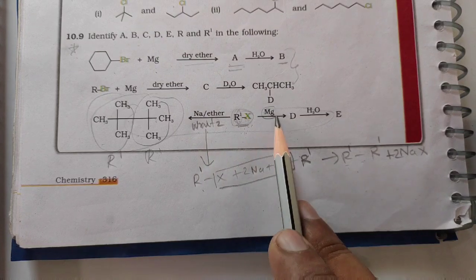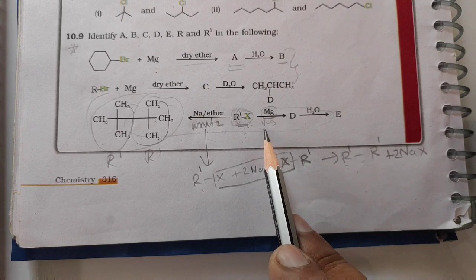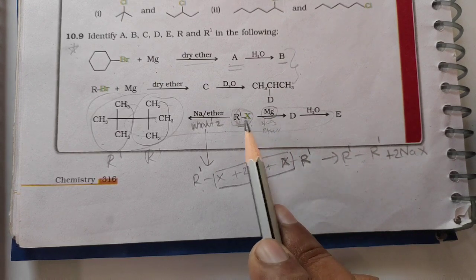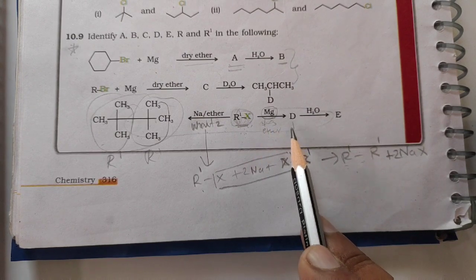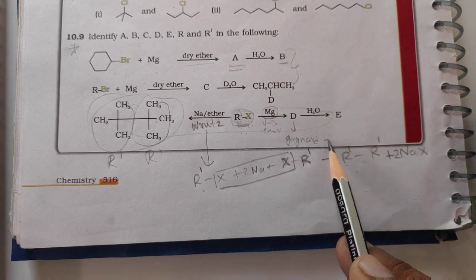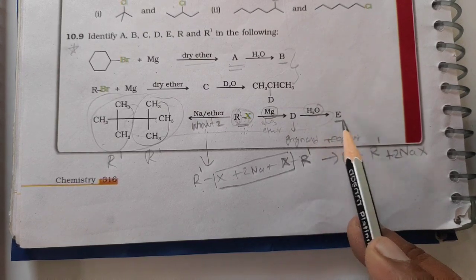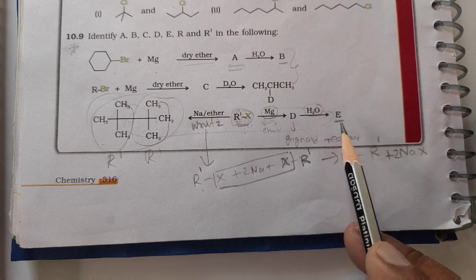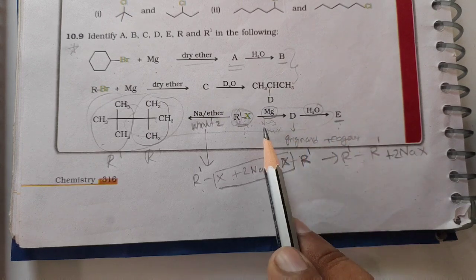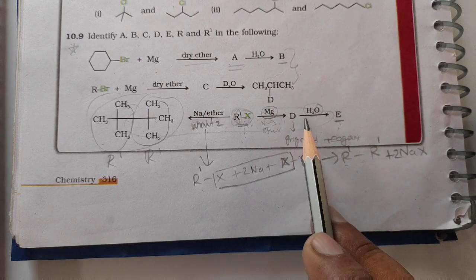In this case, Mg and dry ether will come, dry ether, that is for RX and Mg. So RMgX will be your Grignard reagent. Which reagent? Grignard reagent. Okay, and that you treat with water, you will get the alkane. Understood? So go through this again. Reaction with metal, what we have discussed now, in that Grignard we have discussed. So this part will be clear to you.